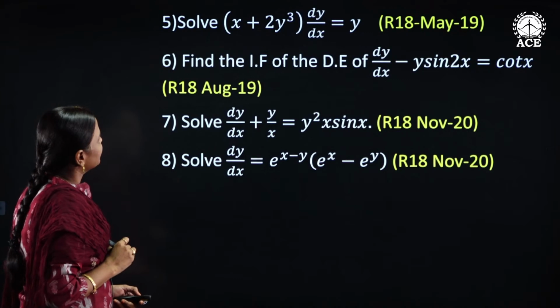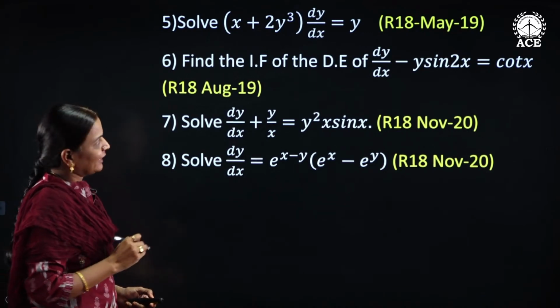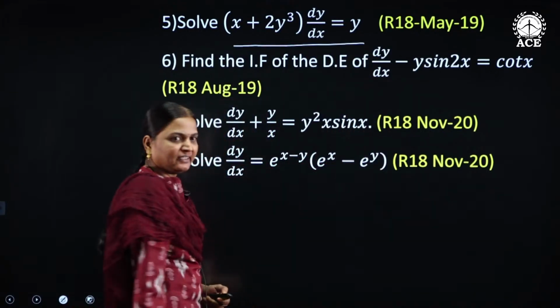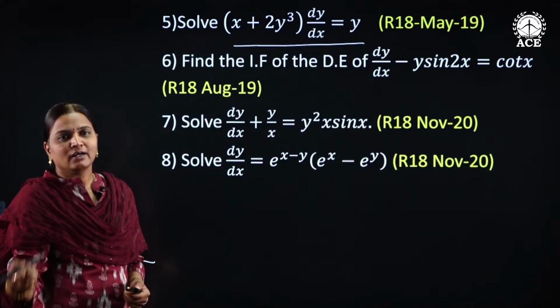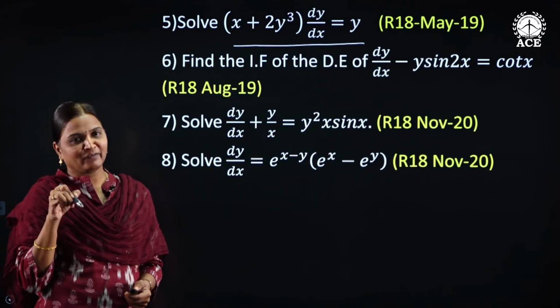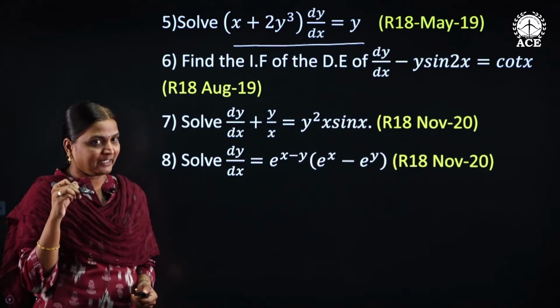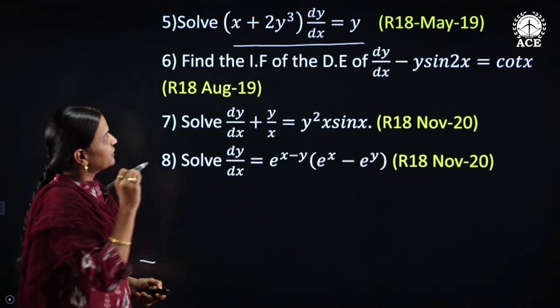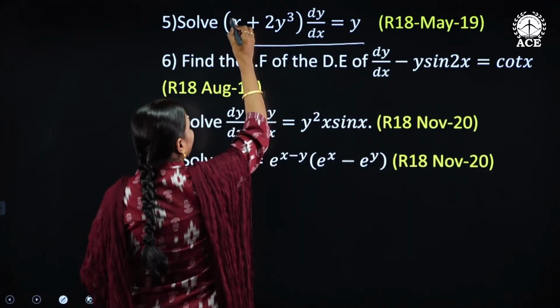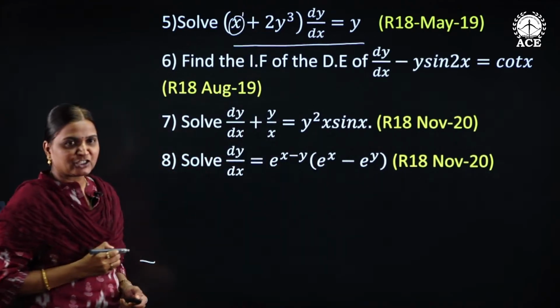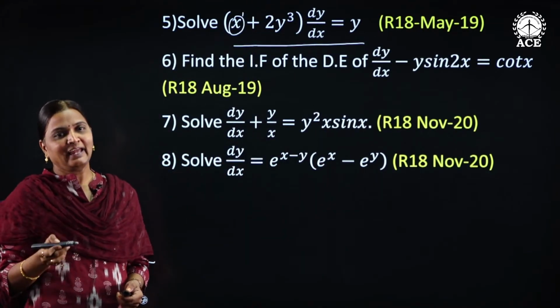Next question, solve x plus 2y cube. Suppose the question is in this form, how do we identify the nature? Here also identify the dependent variable. So what is the dependent variable? Which variable appears with power 1? Observe this equation clearly. Here x appears with power 1. So that means we reduce the differential equation into linear in x form.